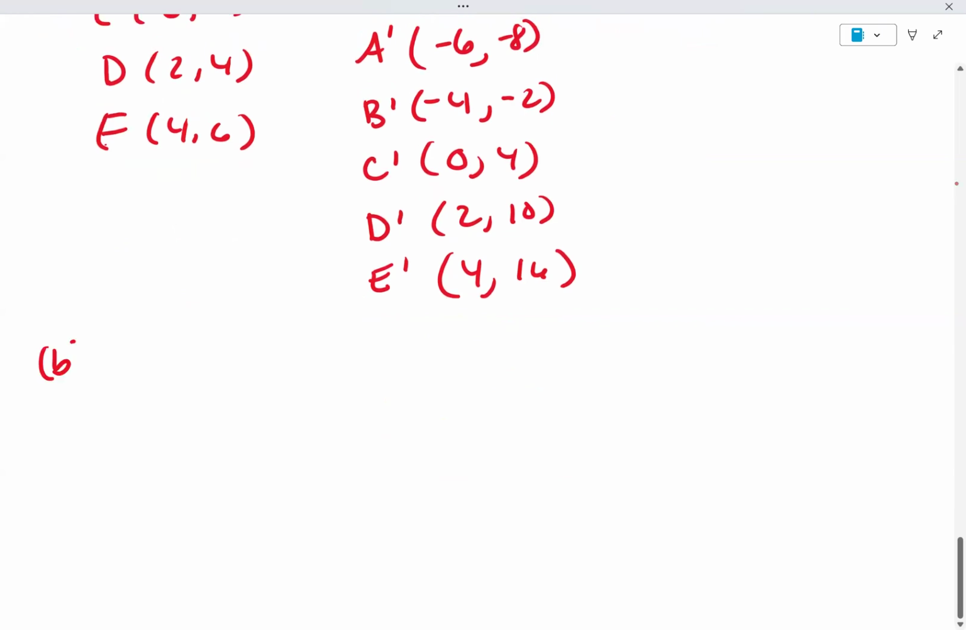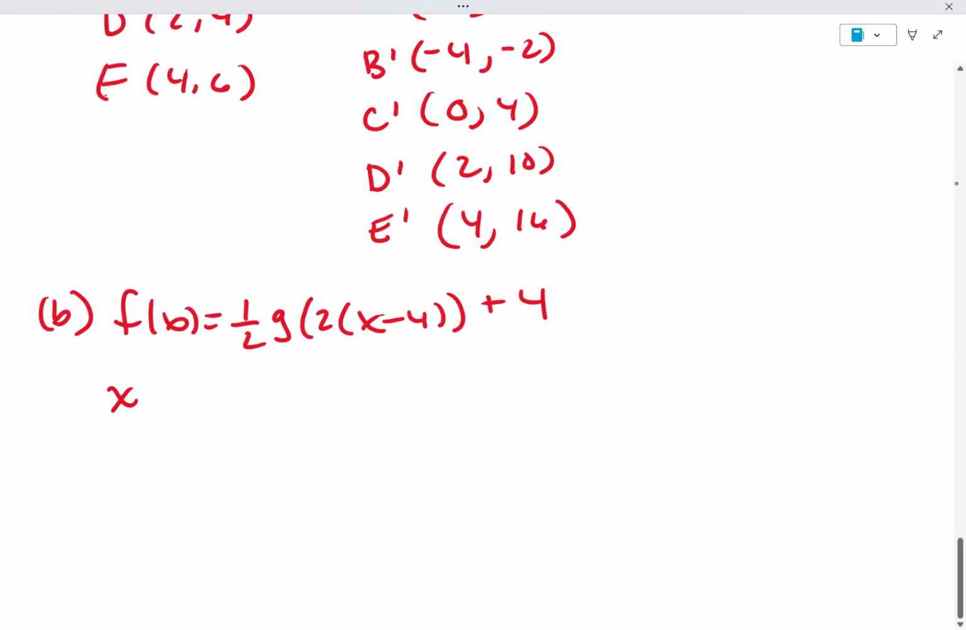In part B, we have that f of x equals 1/2 times g of 2 times x minus 4, plus 4. So quite a bit going on here. So for the x's, I'm going to start on the inside and do the inverse. So instead of multiplying the x's by 2, I'm going to divide them by 2 or times it by 1/2. But then I'm going to add 4. For the y's, I'm going to multiply the y's by 1/2 this time. And then I'm going to add 4 to that.